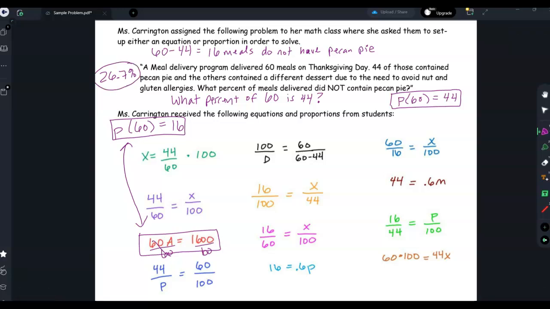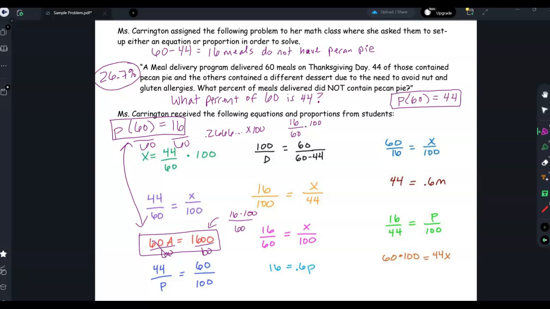Well, when we did this, we divided both sides by 60, and then that gave us 0.26 repeating, right? And then we had to multiply that by 100. So we were doing 16, dividing that by 60, and then multiplying that by 100. Here, they've done 16 times 100, and then divide it by 60, right? That's how you would solve this one.